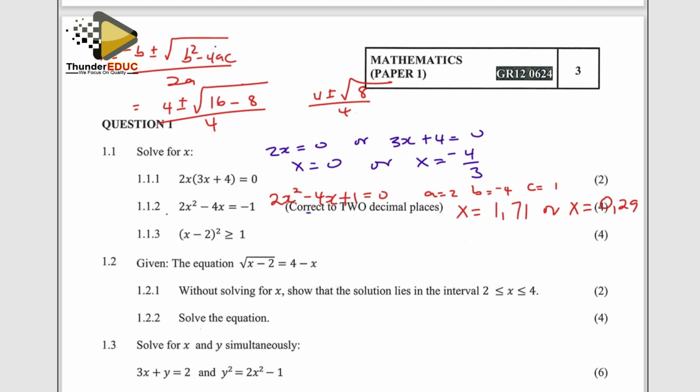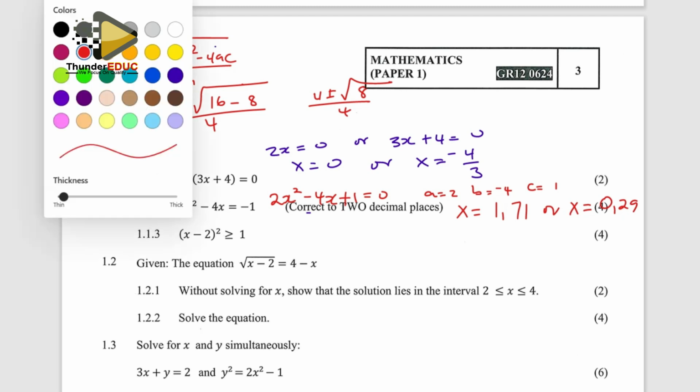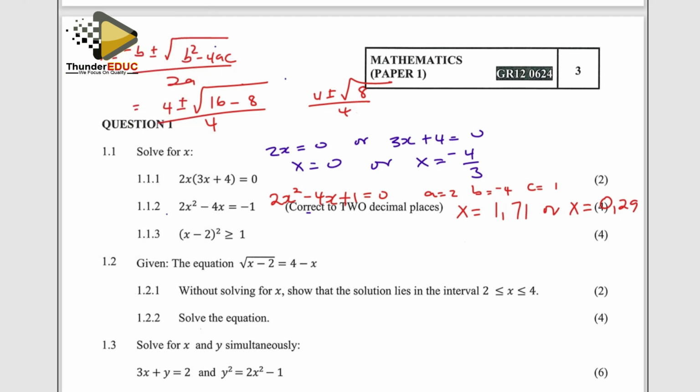All right. Then for 1.1.3, it's an inequality. So do the same thing again. Let's open this up. That's going to be, let me change back to that. So it's going to be x squared, I'm opening the square bracket, minus 4x plus 4. Then I'm going to transpose the 1 to that side. So minus 1 is greater or equal to 0.